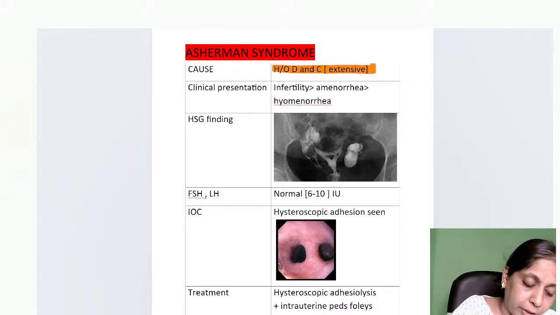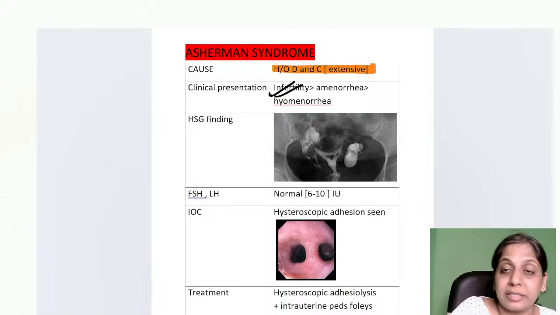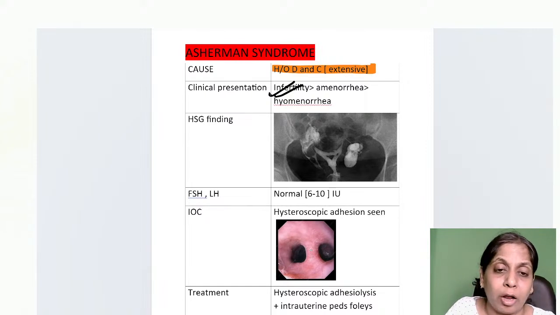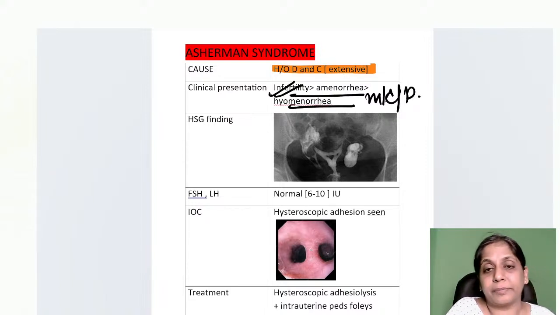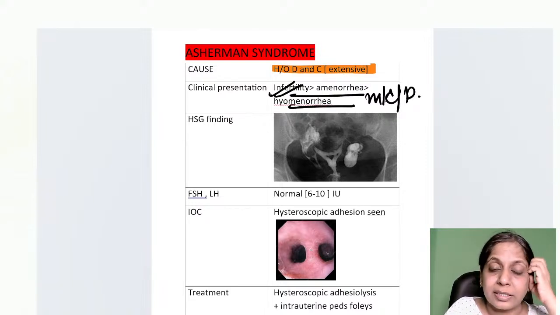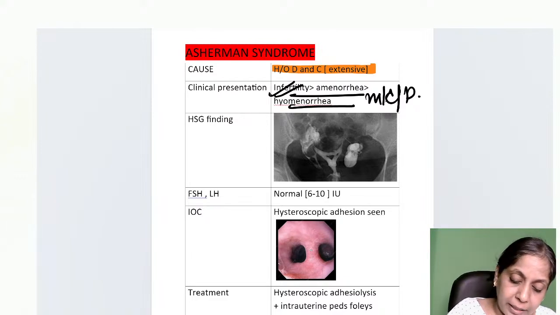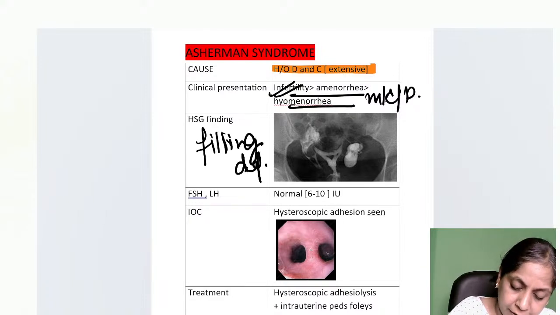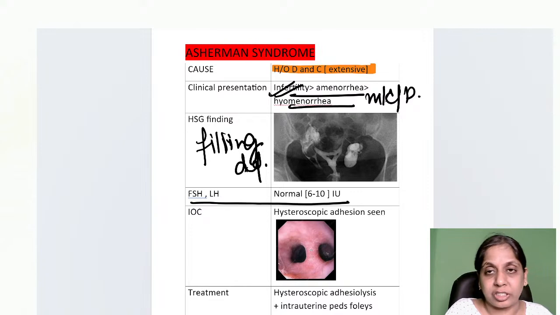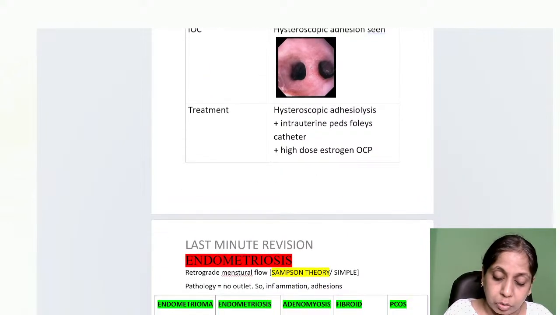This is a very important question: what is the presentation of a female with Asherman syndrome? The most common presentation is infertility. That will be asked. This is the HSG of Asherman syndrome, which is characterized by filling defects. The FSH and LH are normal, in the range of 6 to 10.